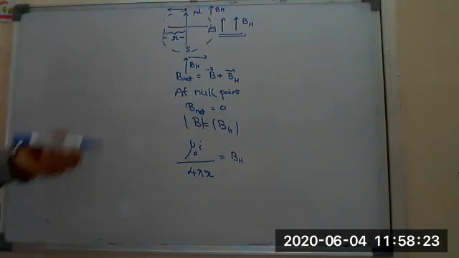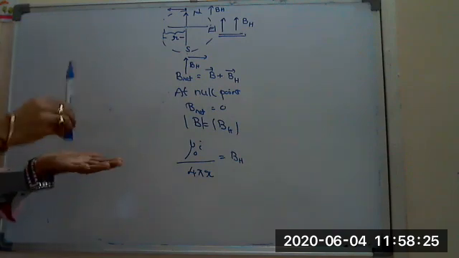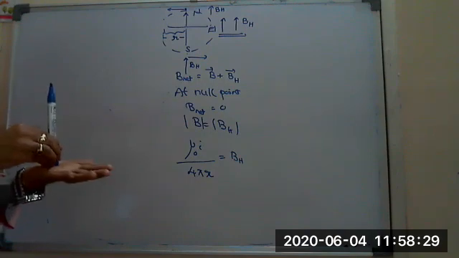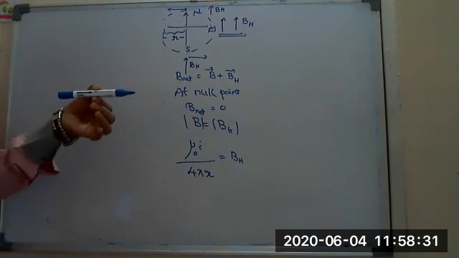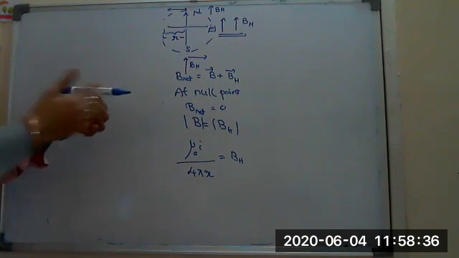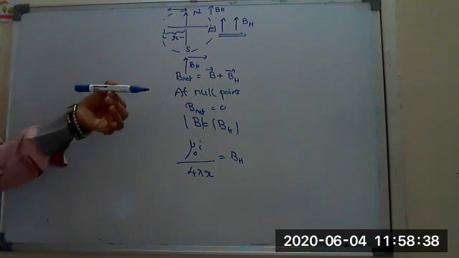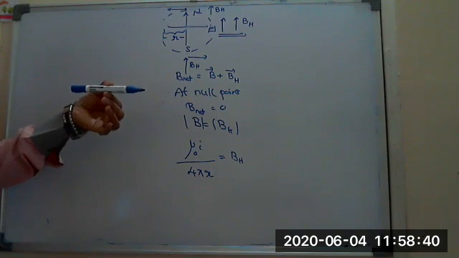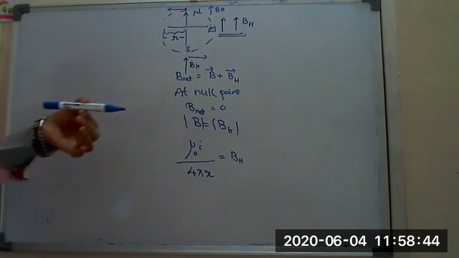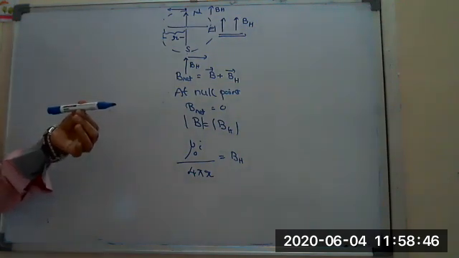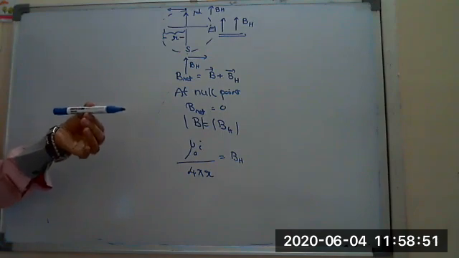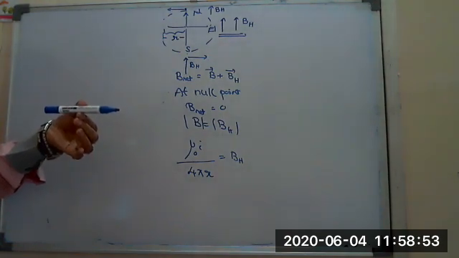Suppose I am taking one infinite straight conductor, not perpendicular to the board, parallel to the board, not perpendicular to the earth, parallel to the surface of earth. It is considered as an infinite straight conductor. Then at what distance will you get the null point? To get the null point on the surface of earth, it should carry the current in what direction?